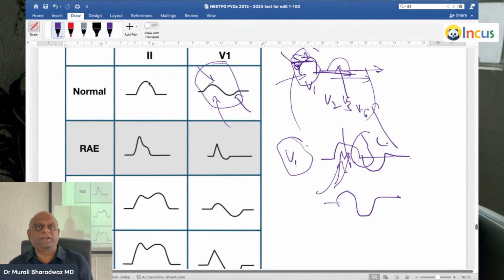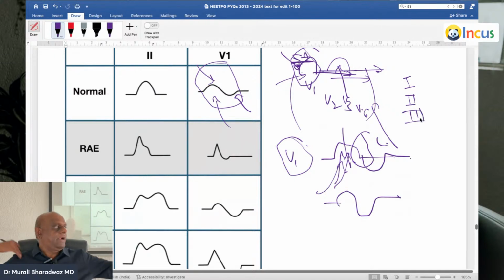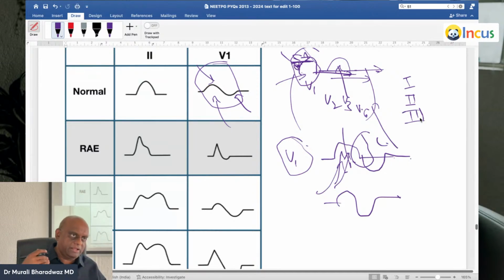Whereas in lead 2, how is lead 2? Lead 2 is by connecting the right arm with the left leg. Remember, 3 leads: lead 1, lead 2, lead 3. Right arm to the left arm, what is that called? Lead 1. Right arm to the left leg is called lead 2. Left arm with the left leg is called lead 3. Again: right arm to the left arm is lead 1. Right arm to left leg is lead 2. Left arm to the left leg is lead 3. Will you remember?